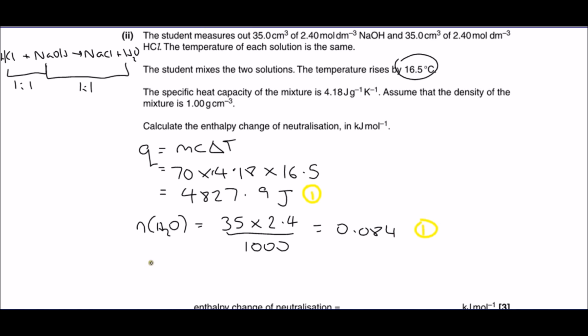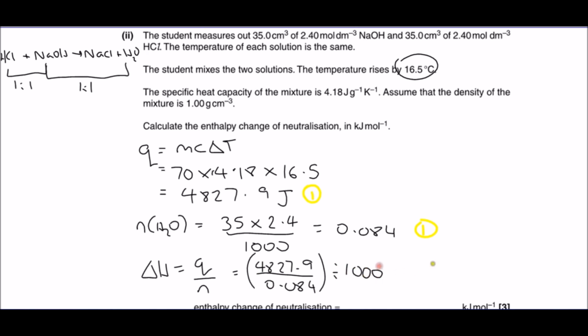Final step in this calculation is to work out delta H, and we do that by doing Q divided by n. So we've got 4827.9 divided by 0.084, and don't forget that we're going to divide that by 1000 to convert from joules into kilojoules, and the final answer we should get is 57.5. Lastly, we need to realise that the temperature went up, therefore it's exothermic, and we give it a minus sign, and that's the third mark.